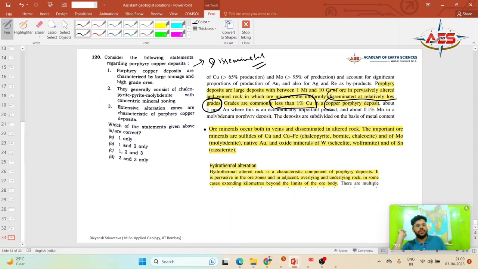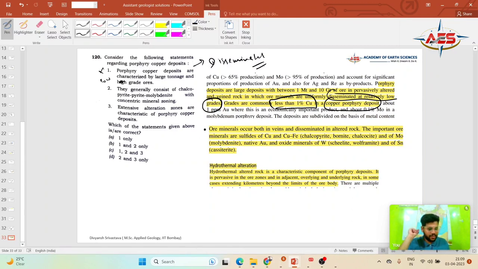So, this statement is wrong. Large yes, but high grade, no. Low. Second, they generally consist of chalcopyrite, pyrite, molybdenite with concentric mineral zoning.